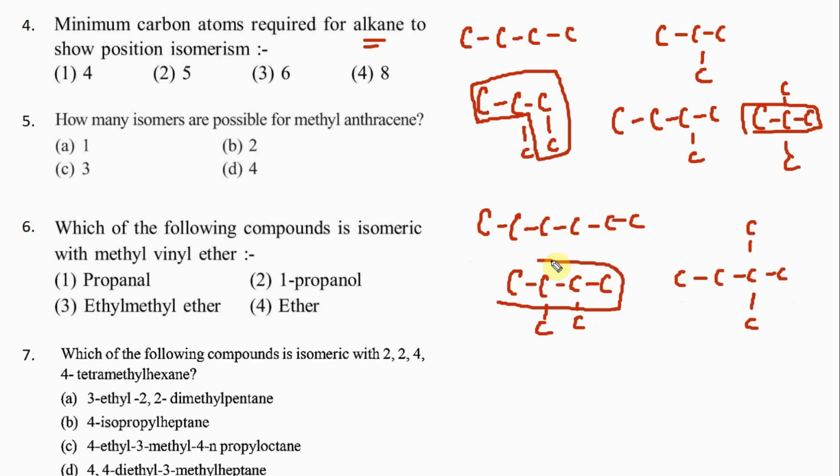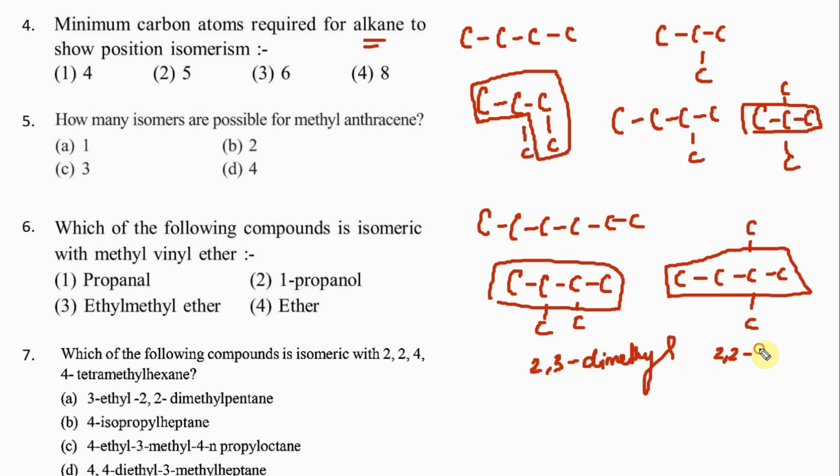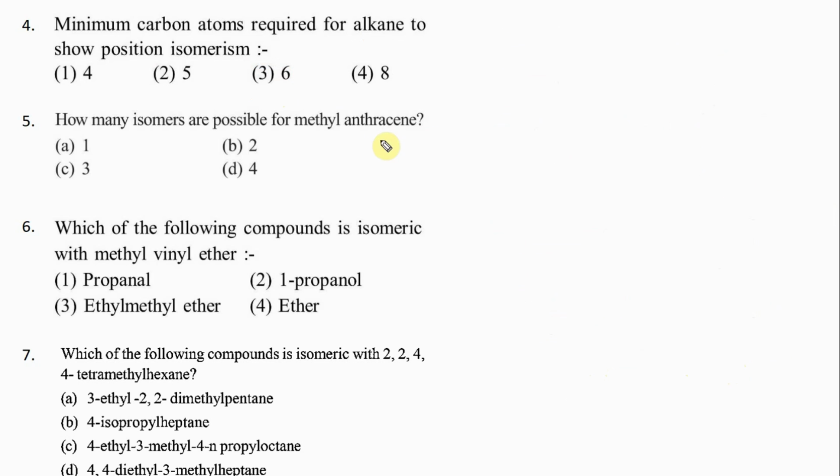ரெண்டுமே பியூட், correct? Both are bute. This is 2,3 dimethyl butane. This is 2,2 dimethyl. So right there, position isomerism. So you need to have 1, 2, 3, 4 in a chain and 2 other carbons. So you need 6 carbons. Going to the next one.